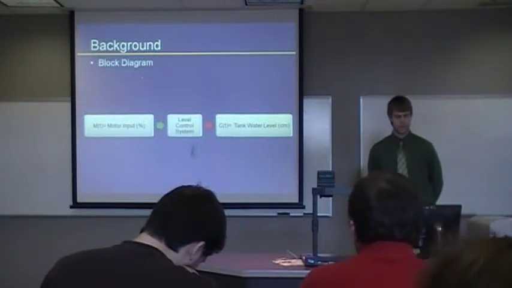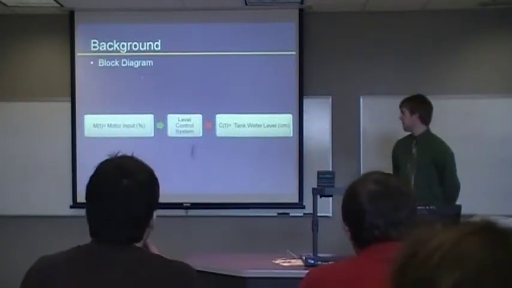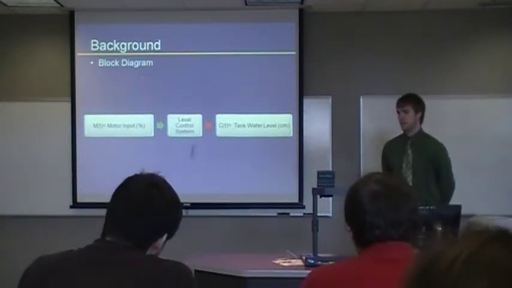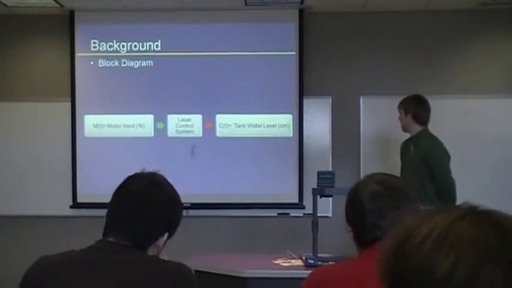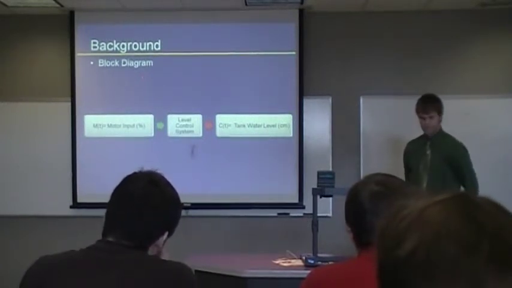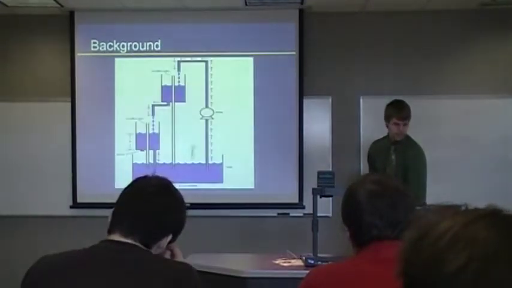Background here is the block diagram for our system. The manipulated variable is the motor input of the pump that will fill the level control system, and the output is the level in the fill tank.